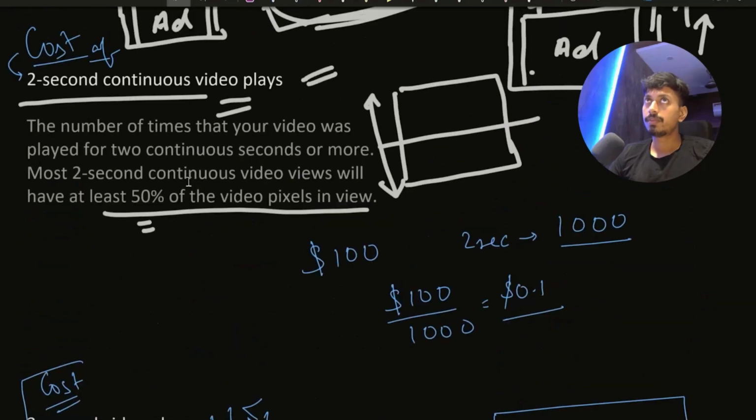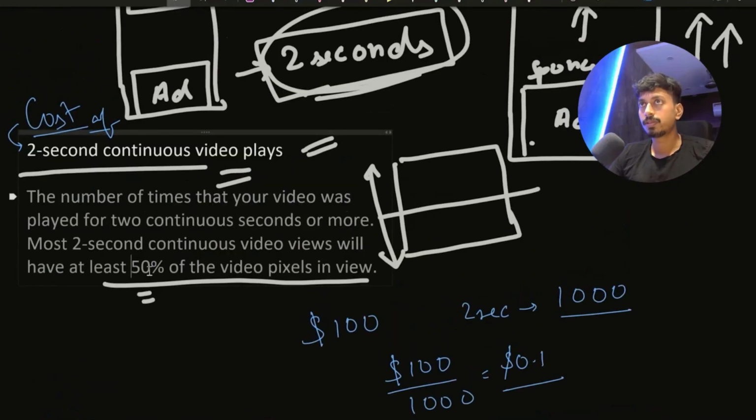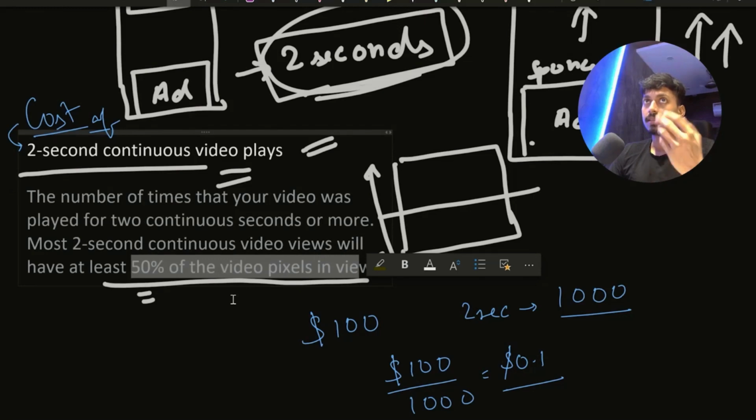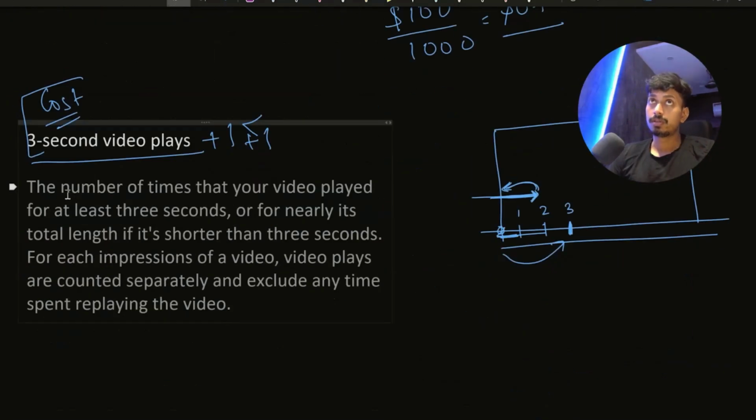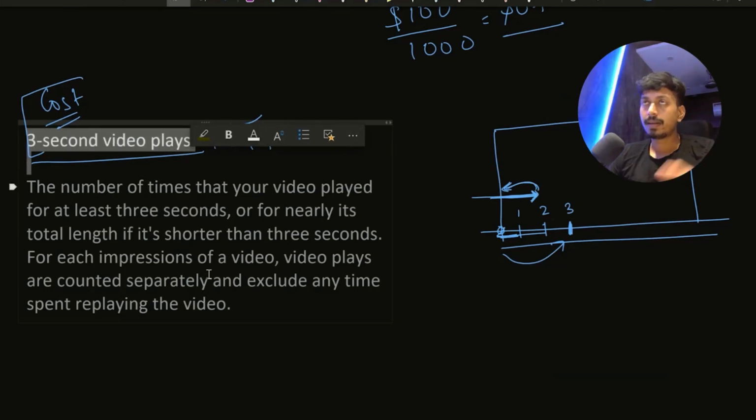Just like the 2 second, it has to do with 50% of the video pixels in view. That is a unique thing about it. It is still under development at the point of recording this video. And this is the 3 second video play, which doesn't have any kind of metrics because it is obvious: when a user is scrolling and is on a particular video, that video is only playing. So if that video is only playing, when it reaches 3 seconds, it will be triggered.